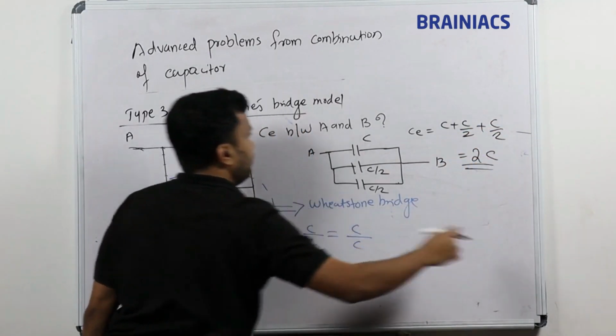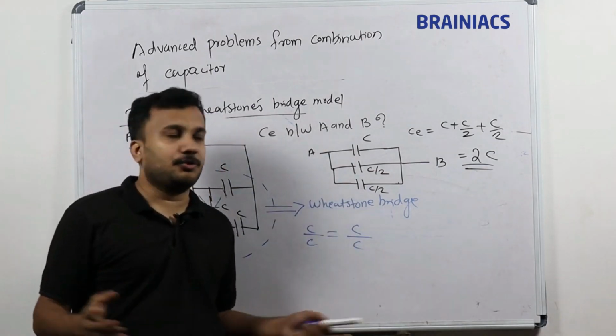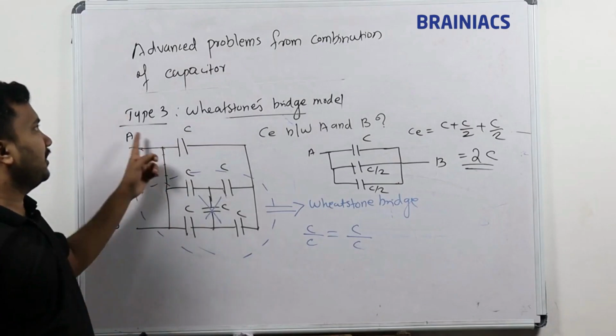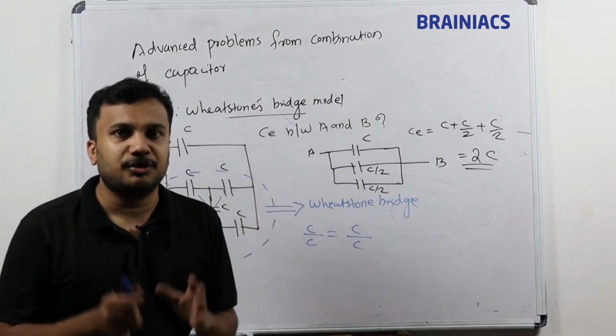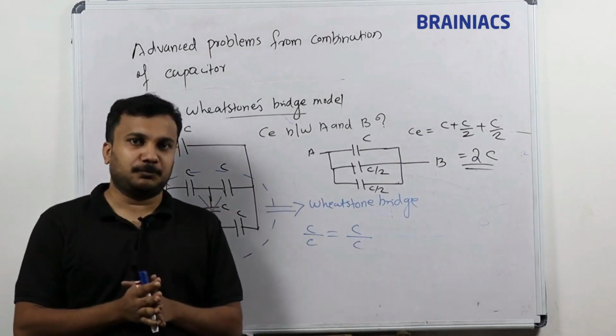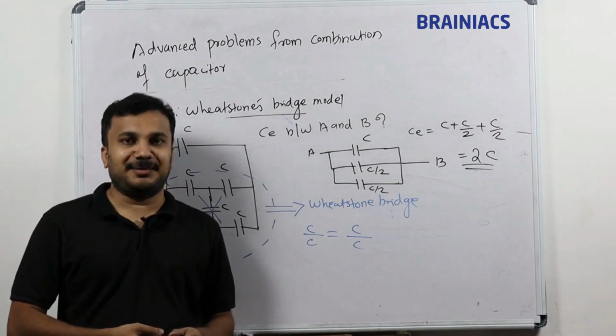Answer is 2C. Now you have an answer to this question for the type 3 Wheatstone's bridge model. Your answer is equal to 2C. Hope you got the type 3 models very clearly.